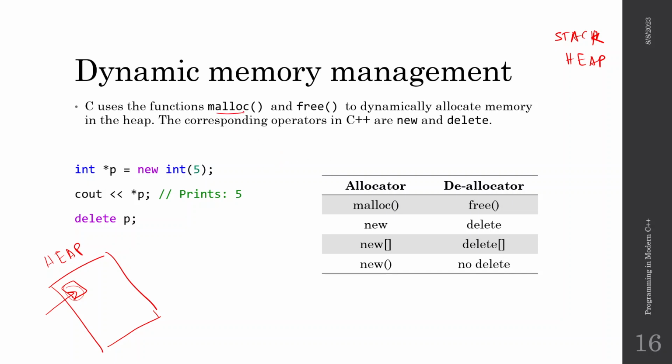In C we had malloc and free operators, and in C++ we have these operators. Malloc and free are there, but we also have new and delete, and new with square brackets, delete with square brackets, and all that.